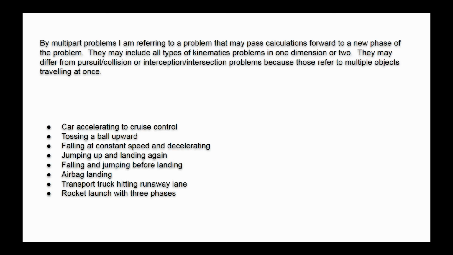The most common cases would be cars accelerating to cruise control and then maintaining constant speed. We can toss a ball upward and find that it's much easier to break into phases of journey: falling and then decelerating, jumping and landing again, falling and jumping before landing, landing on airbags, transport trucks hitting a runaway lane. There's all sorts of variations of this problem.